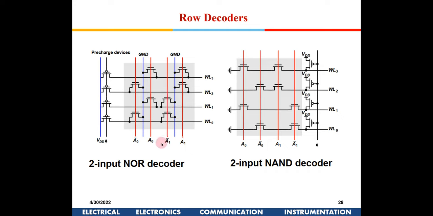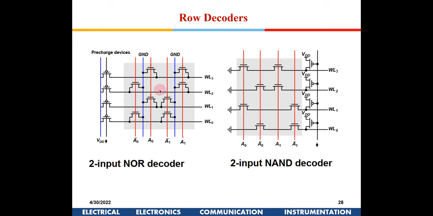This is a simpler way of implementing it. This is using pass transistors. So what is done here, if you see, this is VDD and this is pre-charge, so all these lines will be pre-charged to 1. Now if it is pre-charged to 1 and the input is 0 0, you will find this transistor will be switched on and this transistor also will be switched on, so this line will get connected to ground, right? So you will find this is becoming zero here.